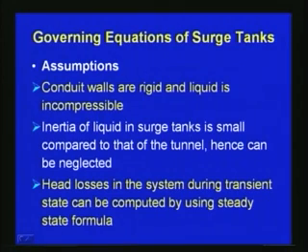Now we will briefly discuss the governing equations for such lumped systems. Here also we use some assumptions: the conduit walls are rigid, the liquid is incompressible, and the inertia of liquid in the surge tank is small compared to that of the tunnel. Hence, we can neglect the inertia of the liquid in the surge tank. Also, the head losses in the system during the transient state can be computed using the steady state formula. As we have seen in the case of unsteady flow through pipes or closed conduits, which we derived earlier, in a very similar way we use some assumptions here.